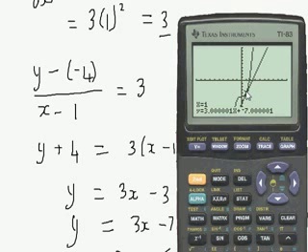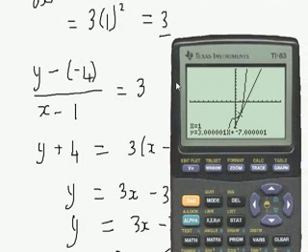Okay, so as you can see, when x equals 1, y here should equal minus 4 just by looking at this graph. Okay, so there you have it. This is the equation of the tangent.